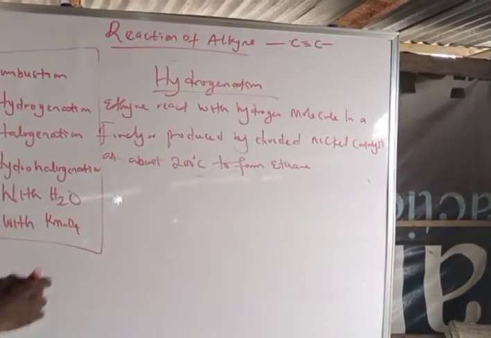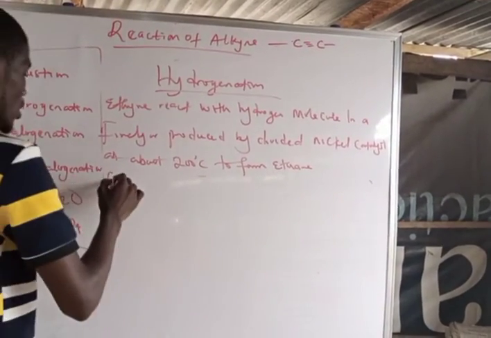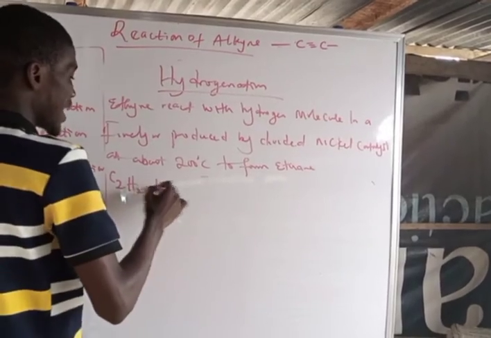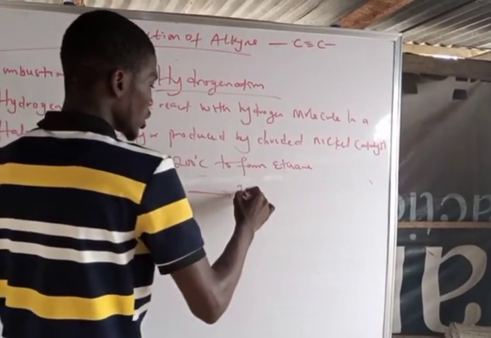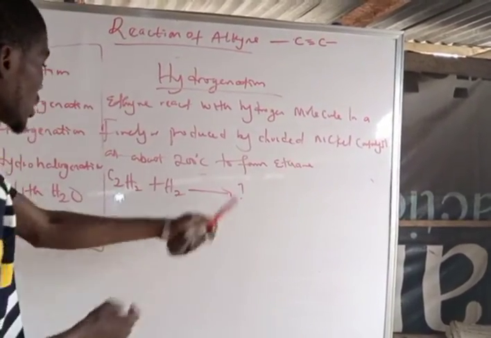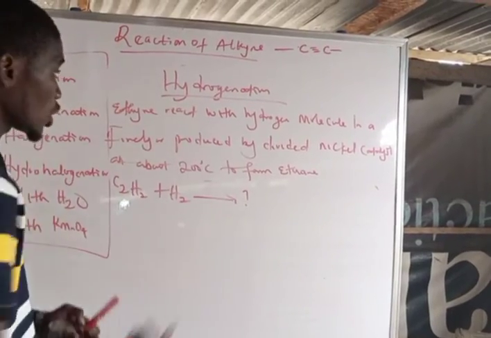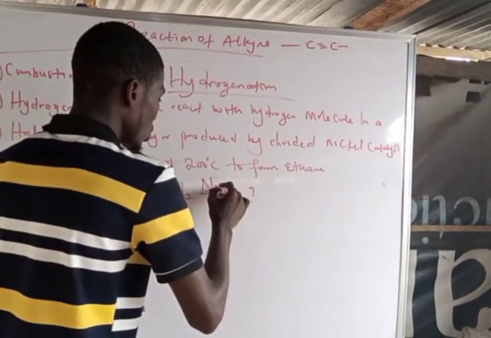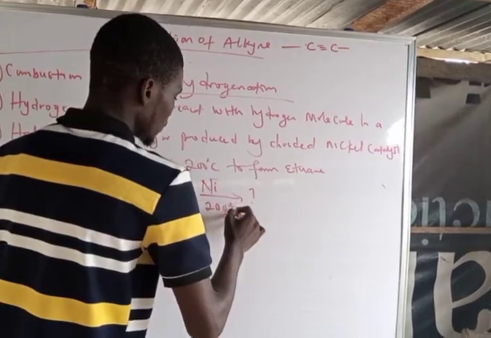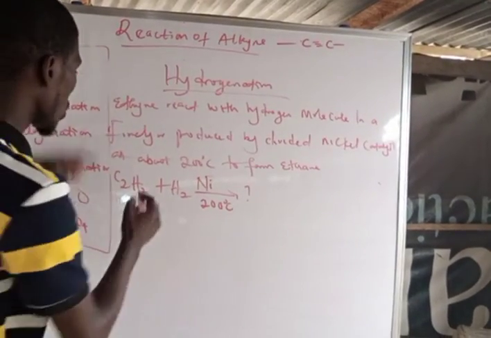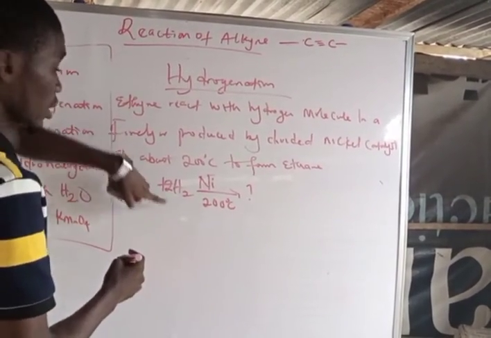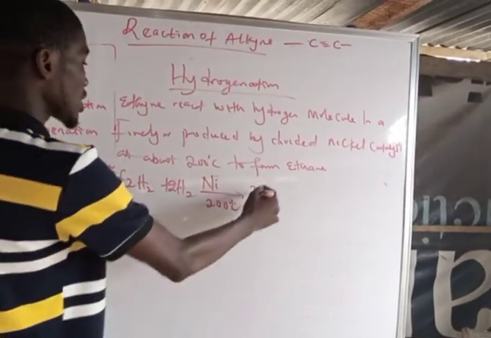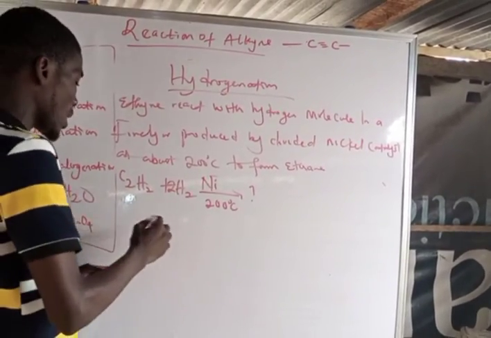So let's check this out. Ethane, don't forget, is C2H2 plus hydrogen molecule. The product, we don't know it. And how does it produce ethane? Don't forget, the catalyst is what? A nickel catalyst at 200 degrees Celsius. So now we have 2 of hydrogen atom now. When reacts with this, we are going to have what? The next product. So let's show the structural formula of that.